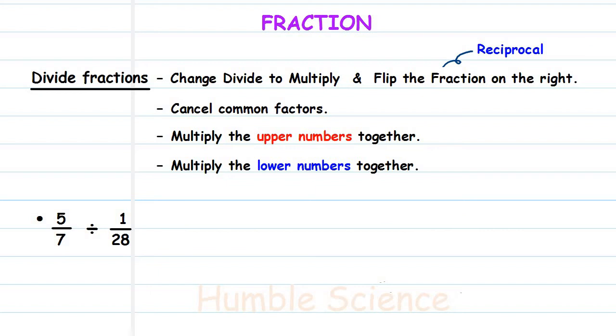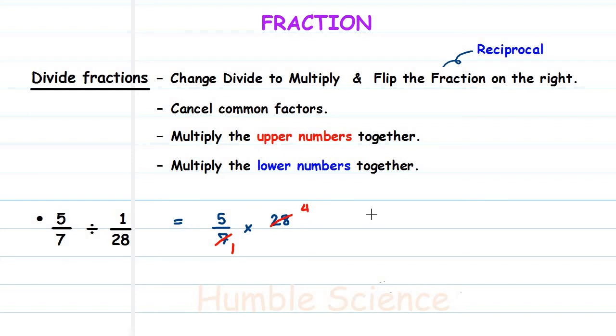And this time let's try 5 over 7 divided by 1 over 28. This can be converted to 5 over 7 times 28, or 28 over 1. Then we can cancel out the common factors. The lower number 7 over here and the upper number 28 over here share a common factor, which is 7. 7 divided by 7 will be 1. 28 divided by 7 will be 4.